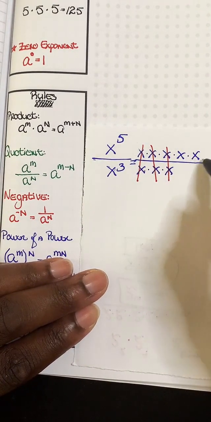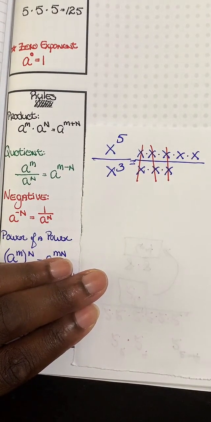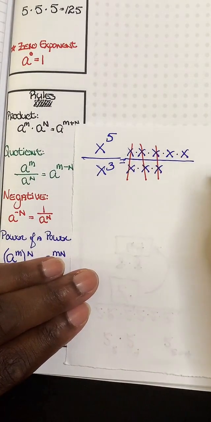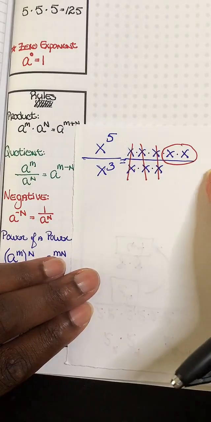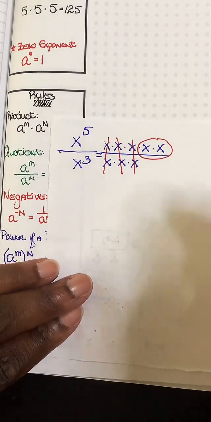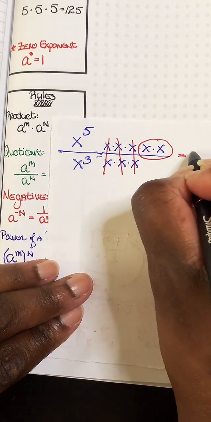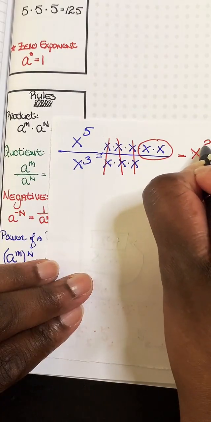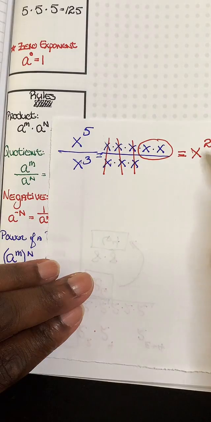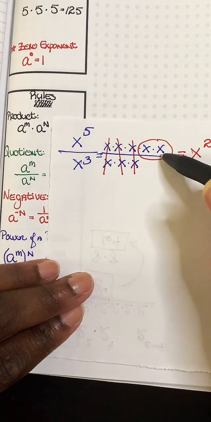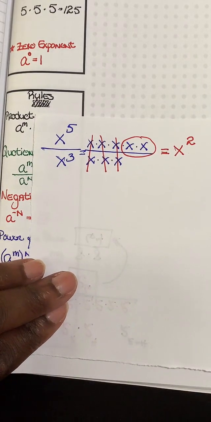And anything times 1 is always itself. So in this instance, we have 2 x's left, and they're in the numerator. So my answer will be x squared, because my exponent is telling me how many times I'm multiplying that base.